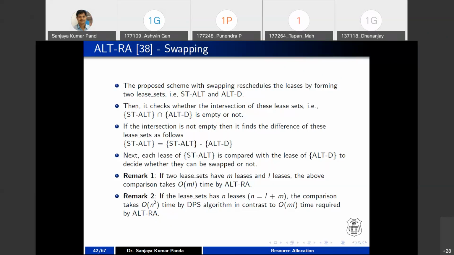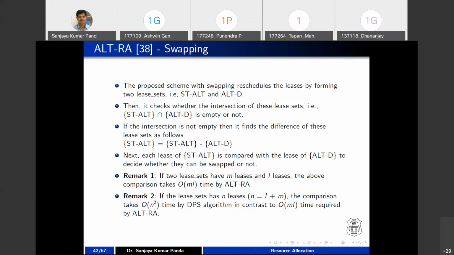And then you find the intersection of these two sets, start time to alert time and alert time to deadline. Why are you interested in the intersection? We are interested in the intersection because if there is a lease which is present in the start time to alert time as well as alert time to deadline, the comparison is no more required.